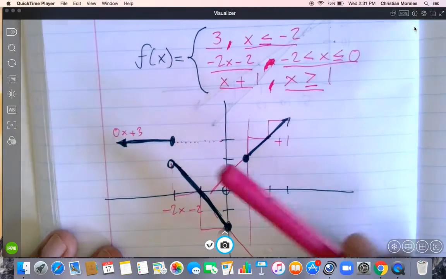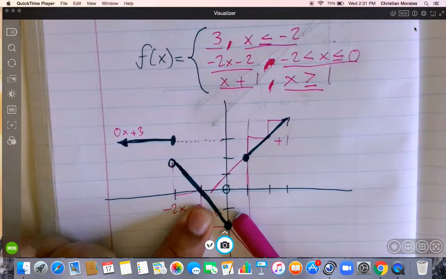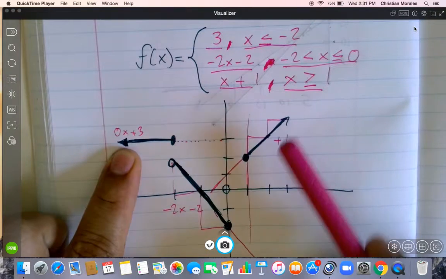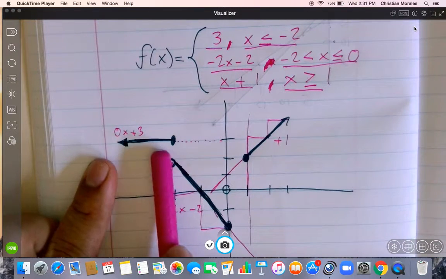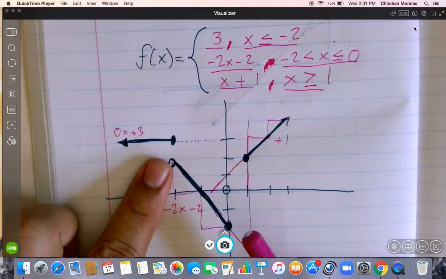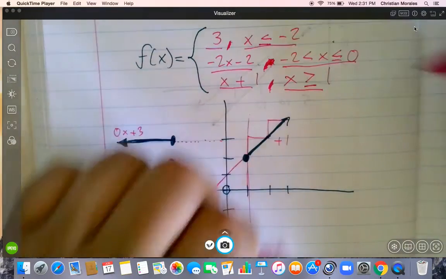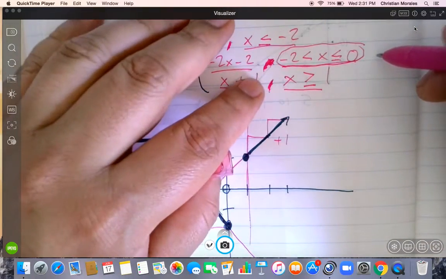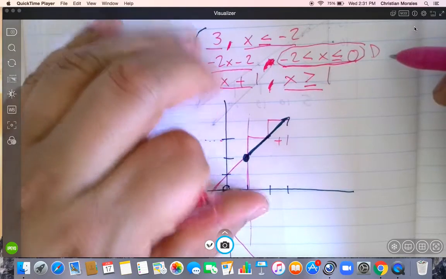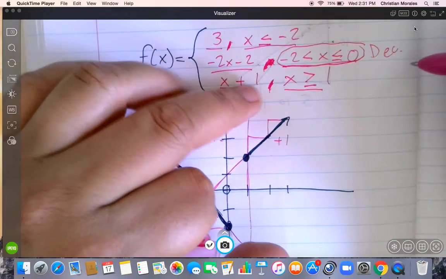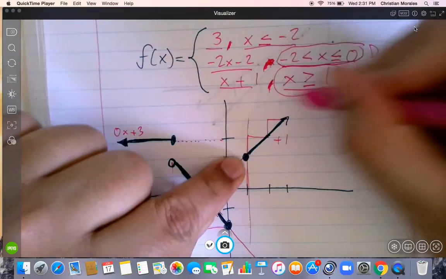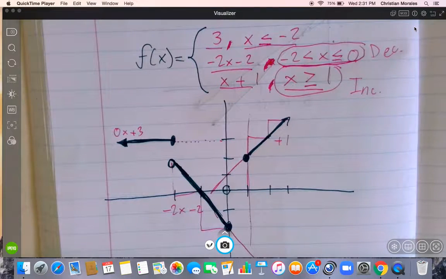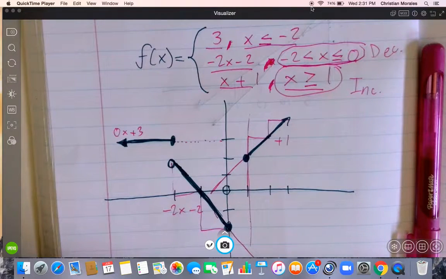Now, this has a negative slope, so this is a decreasing line. This is an increasing line. This one is not changing. It is staying constant, stays the same. But from -2, from here to here, it is decreasing. I'll put decrease. But from here to here, it's increasing. All right, and those are piecewise functions.